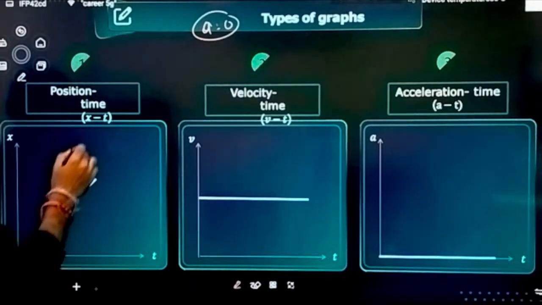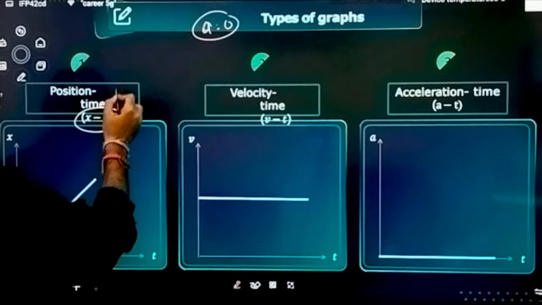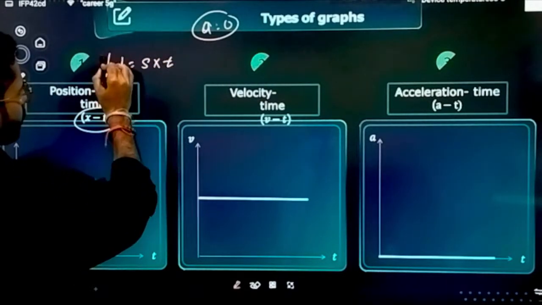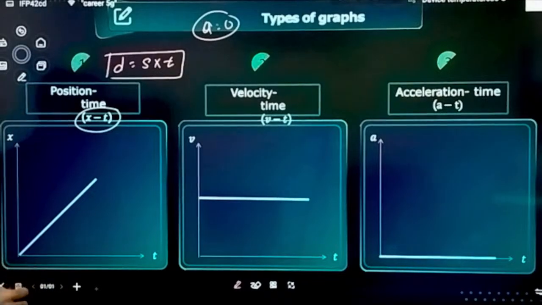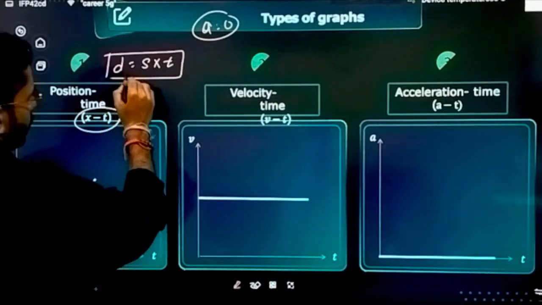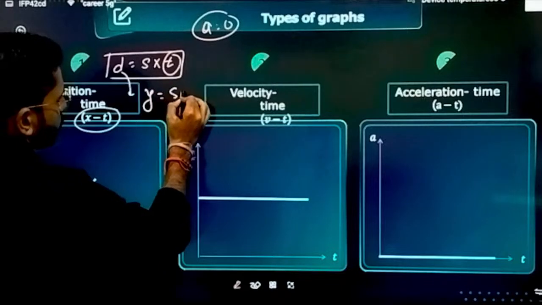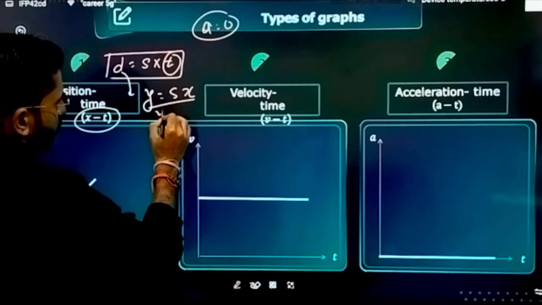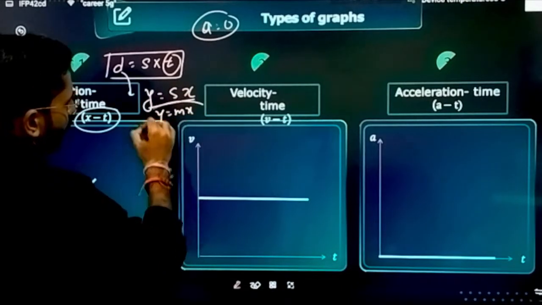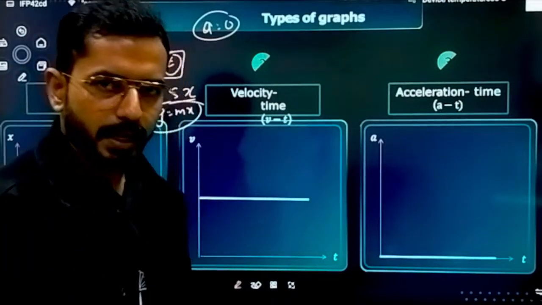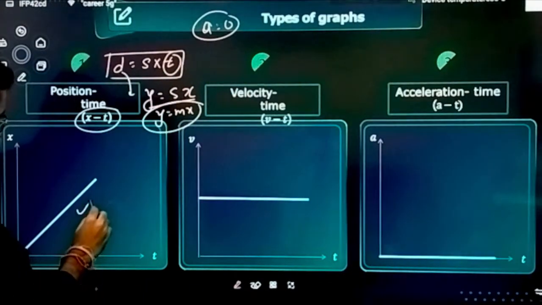If acceleration is equal to 0, tell me what is the relation between position and time? I can say distance is equal to speed into time. That is a basic thing that we understand. Correct? And x versus t: position is on the y-axis, time is on the x-axis. So I can say this is a line y equals mx, a straight line passing through the origin. So I have got this kind of line.